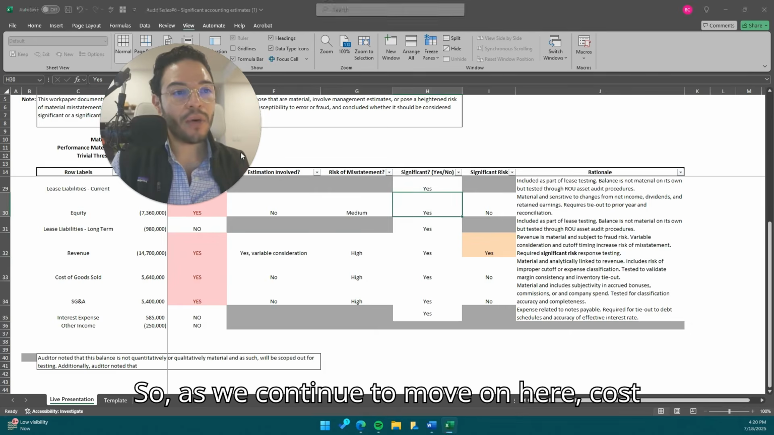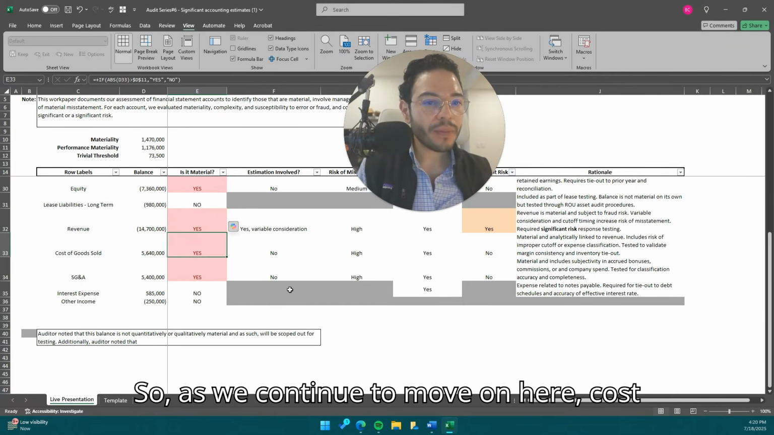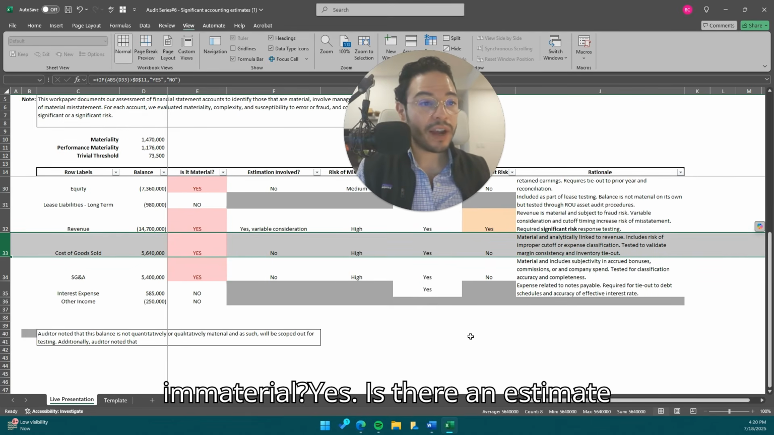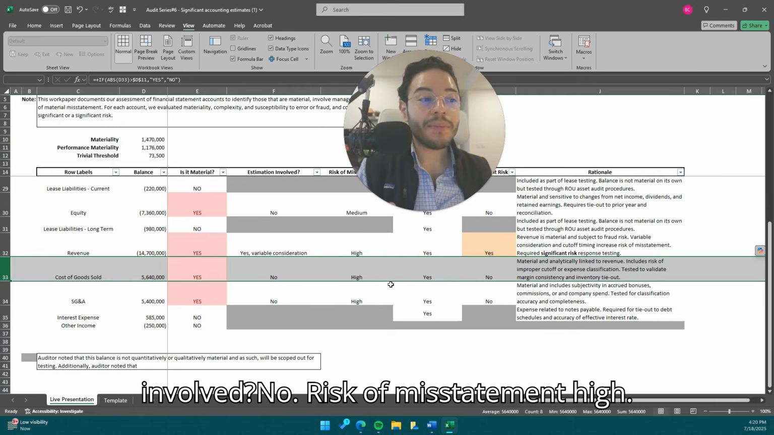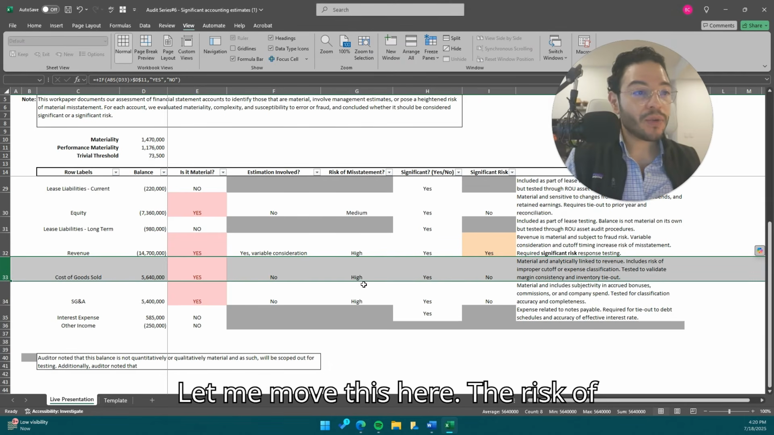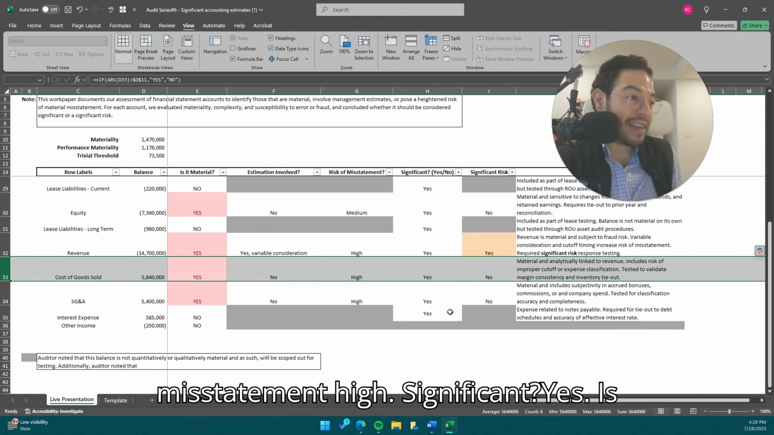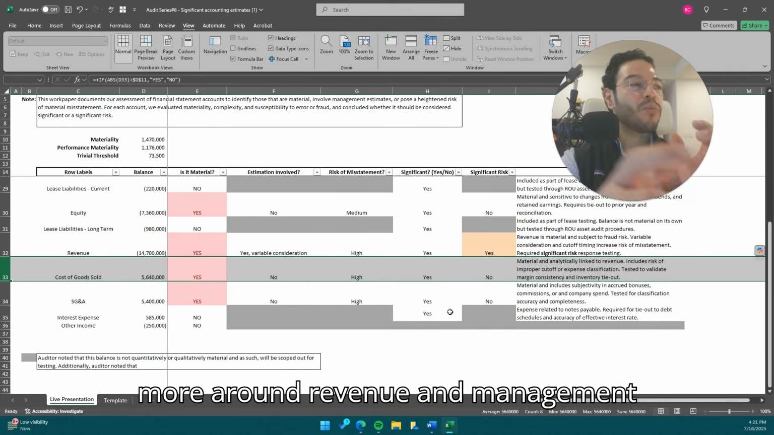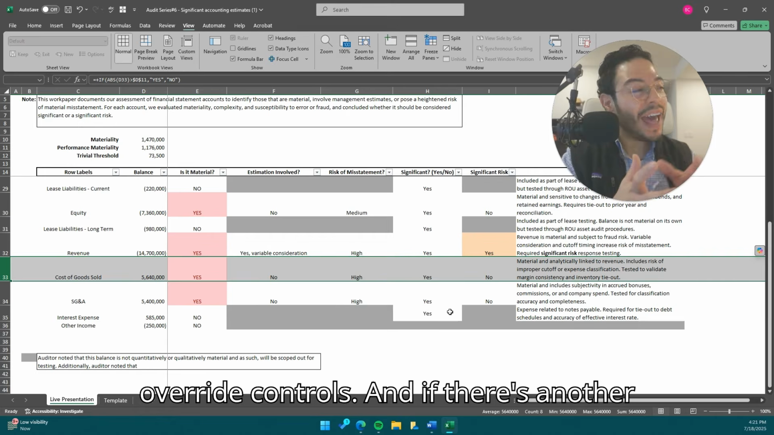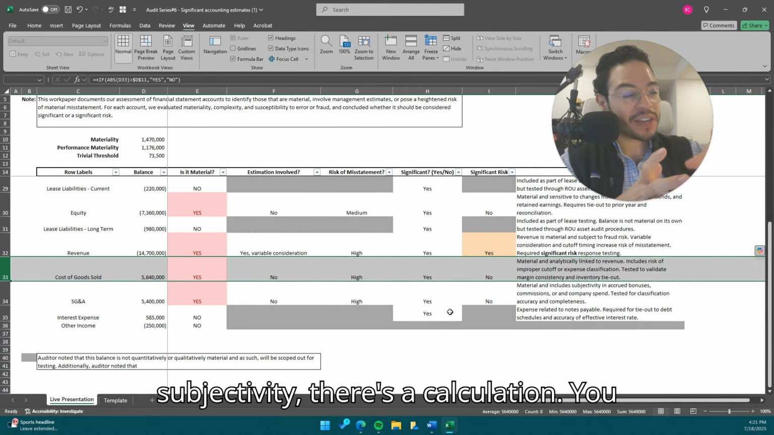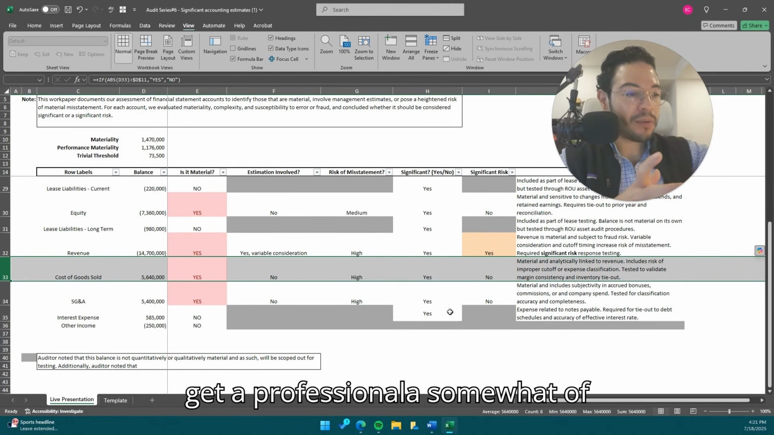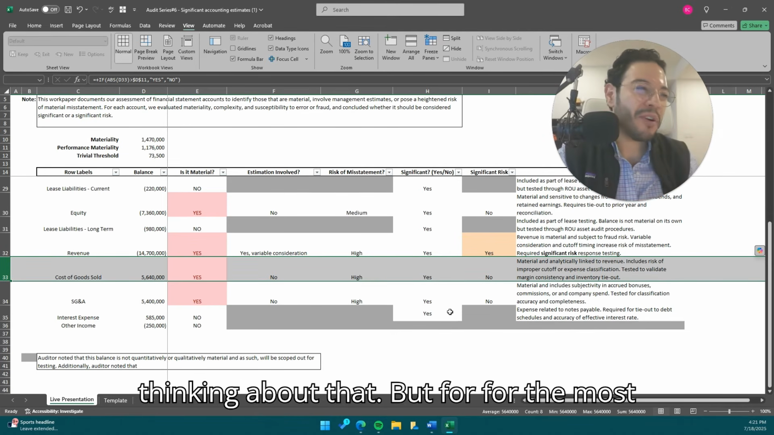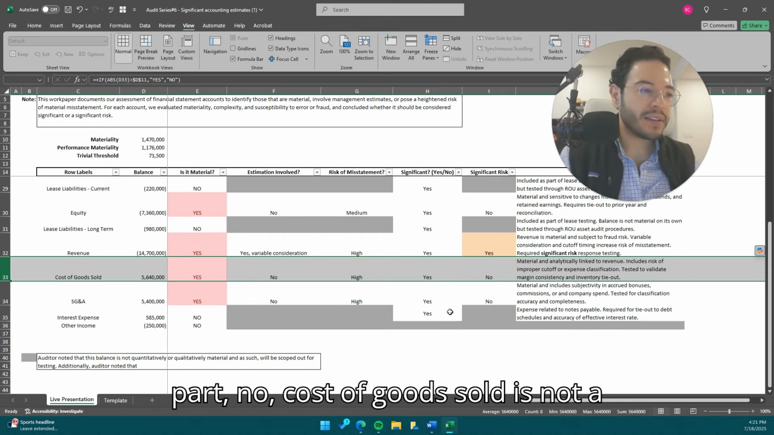Okay. So as we continue to move on here, cost of goods sold. Is it material? Yes. Is there an estimate involved? No. Risk of misstatement, high. Significant? Yes. Is there a significant risk? No, there's not necessarily a significant risk. Again, it's more around revenue and management override of controls. And if there's another account that involves a lot of subjectivity, there's a calculation, you need to get a professional, somewhat of a specialist involved, then you start thinking about that. But for the most part, no. Cost of goods sold is not a significant risk.